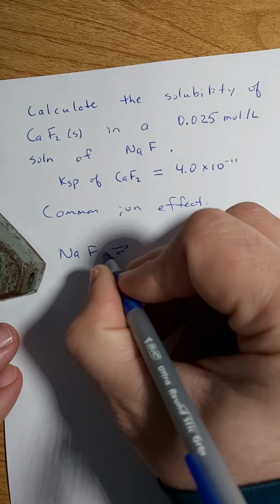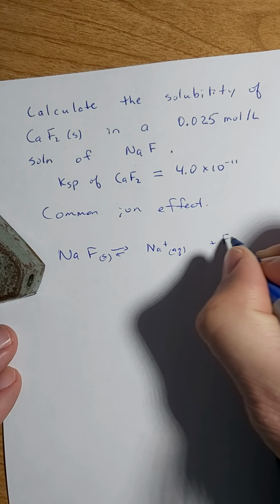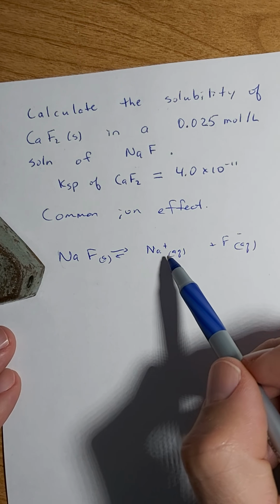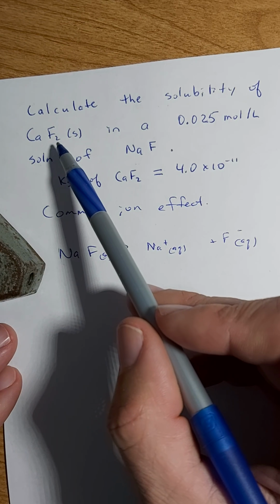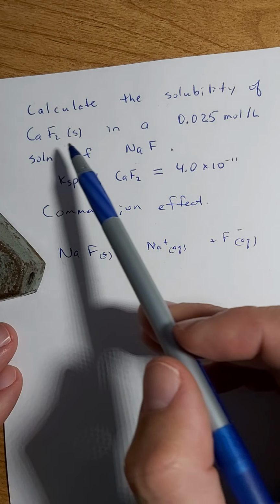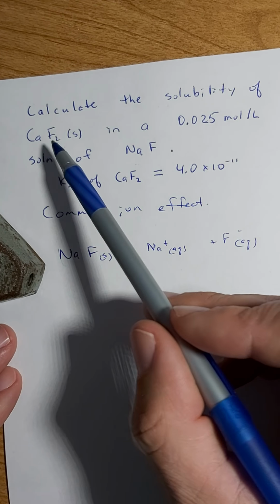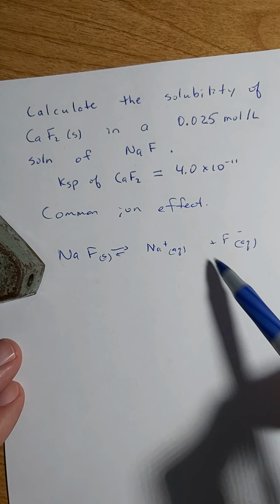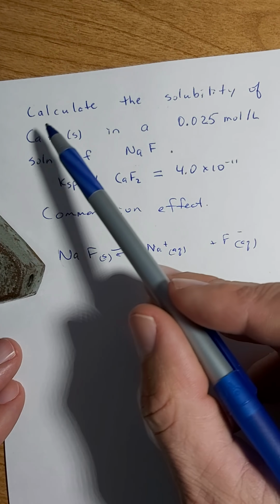Now, NaF is going to give me Na plus and F minus. And Na plus isn't coming into play here because there's no Na plus in the thing that I'm interested in. However, the F is going to cause me a problem because there's already F in the beaker when I'm trying to drop CaF2 in. So this original amount of F is going to hamper how much of this will dissolve.